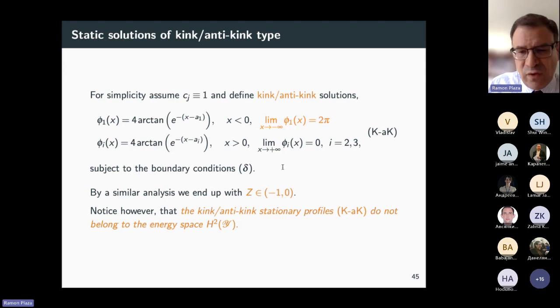So I will gloss over many details here. By a similar analysis on the boundary conditions, you can show that the parameter C actually has to belong to (-1, 0). And here, the observation is that these stationary profiles do not belong to the energy space H2. They actually, especially the anti-kink solution, have infinite mass. So they do not belong to the space, but you can linearize around it and consider perturbations of finite energy.